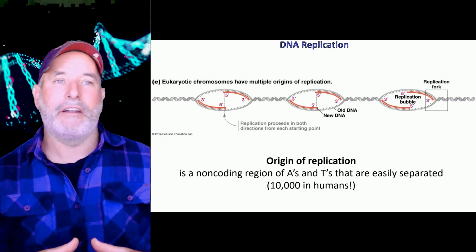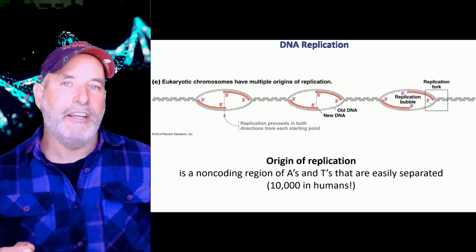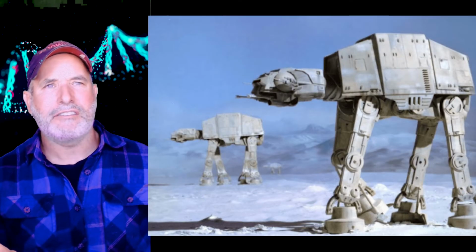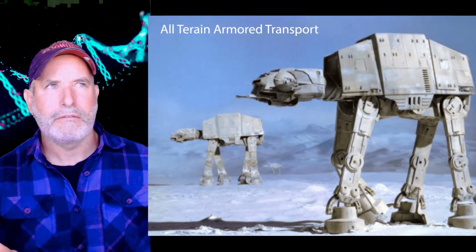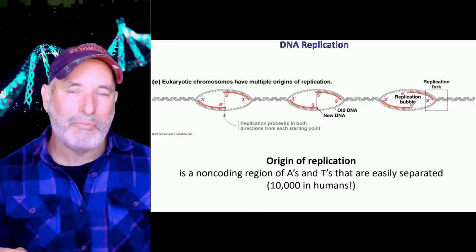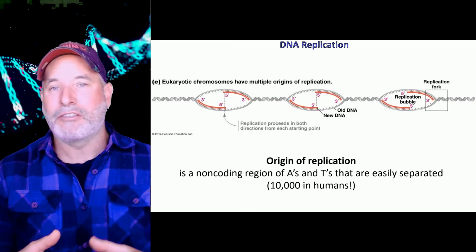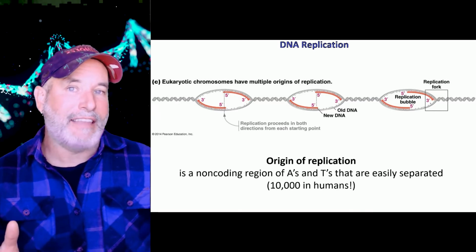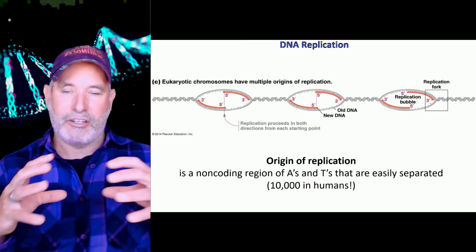Well, it turns out that our DNA has what's called an origin of replication. These are sequences of DNA filled with A's and T's. Why would it be filled with A's and T's? Sounds like AT. All-terrain attack transport? Isn't that Star Wars? No. Adenine and thymine have 2 hydrogen bonds, right? So it's easier to pull apart adenine and thymine rather than a bunch of guanine and cytosine, because guanine and cytosine have 3 hydrogen bonds. So we might have 10,000 of these origins of replication throughout our DNA, allowing us to easily pull it apart.